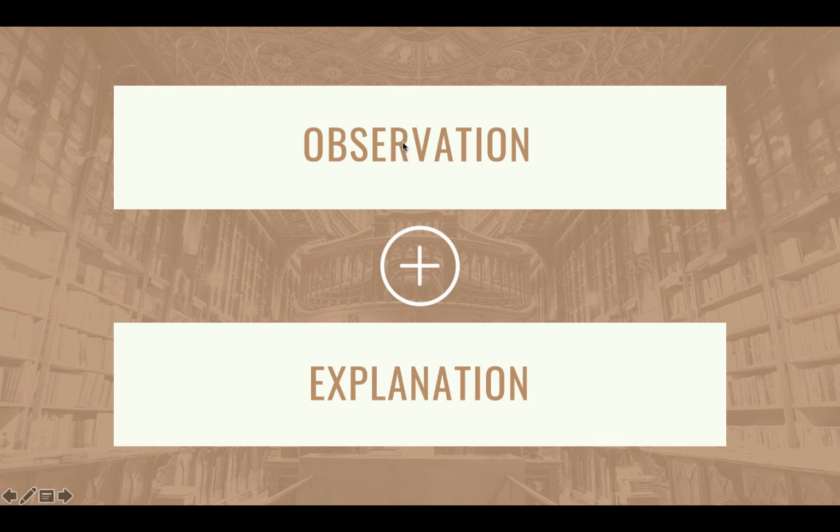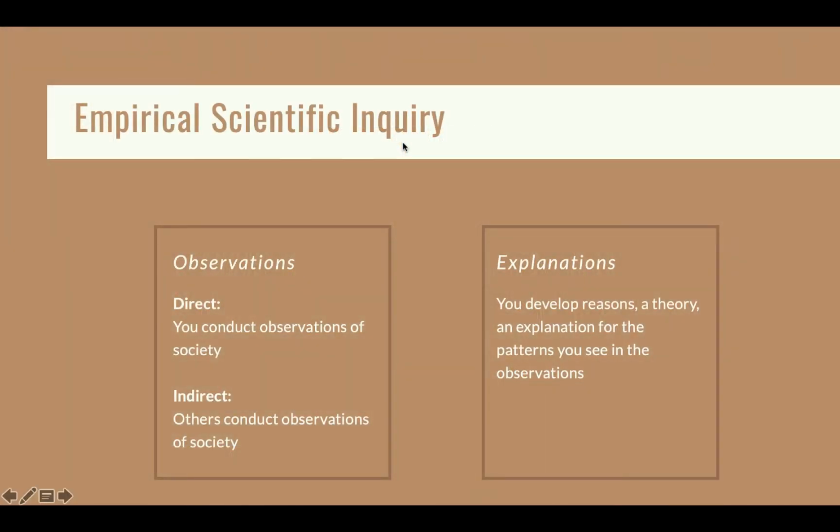We collect some data, some observations of what's going on in the social world, whether they're direct observations like we're watching something happen or we're writing things down. And then we go back to those observations, go back to those data, and try to explain why we're finding patterns in the data. So, empirical social scientific inquiry is concerned with both observations and explanations.